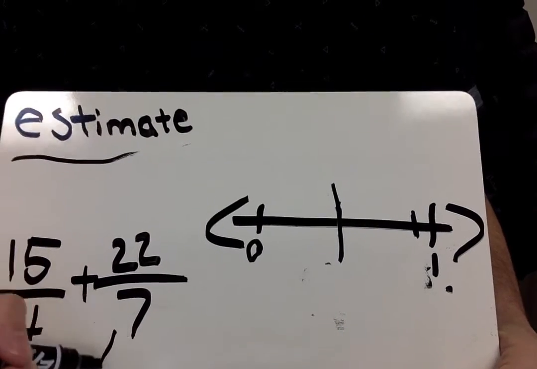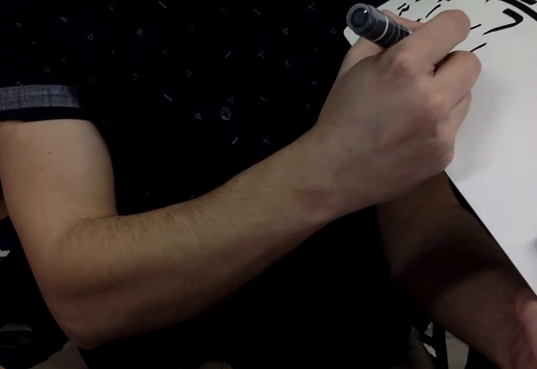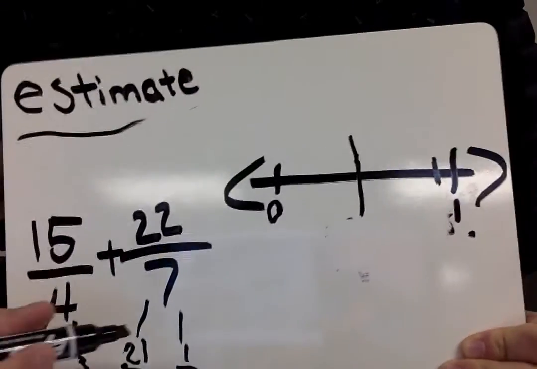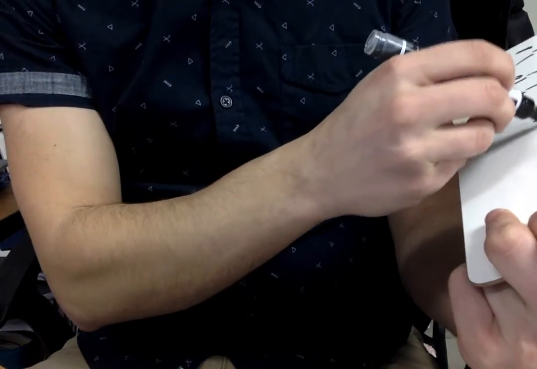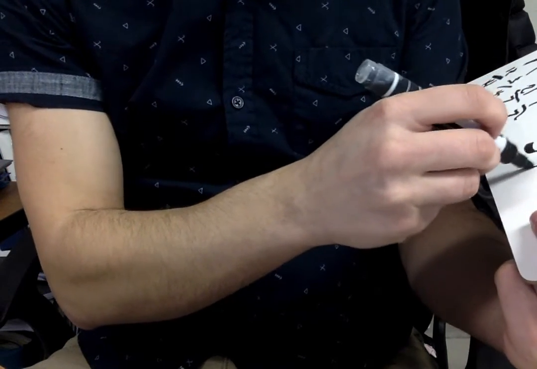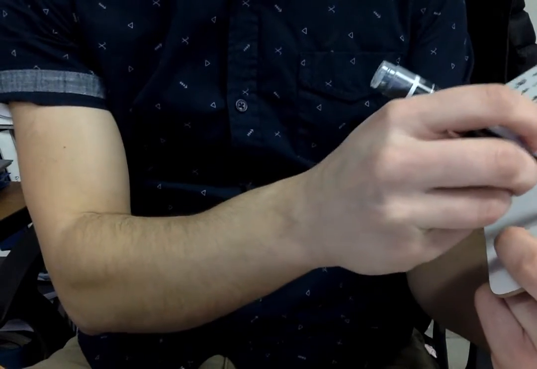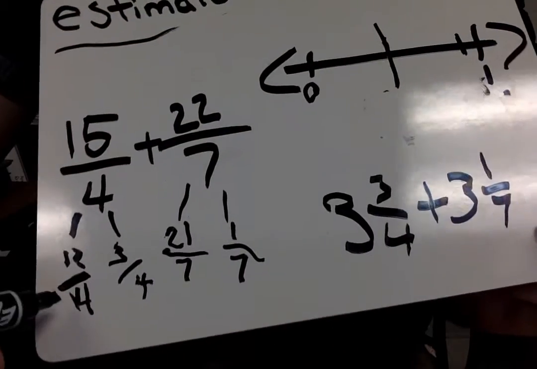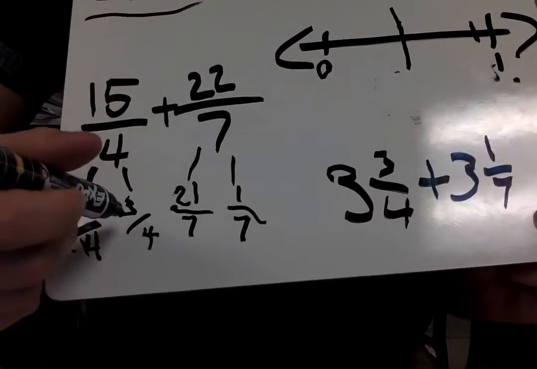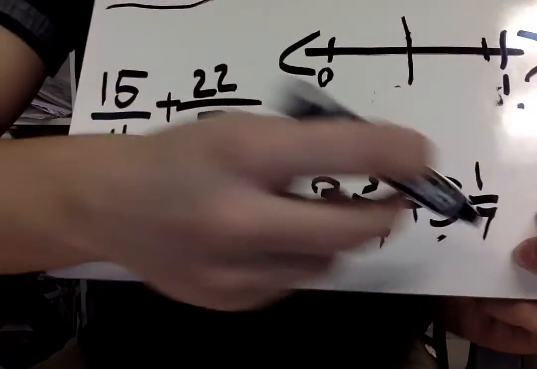And now same here, 22/7. 7, 14, 21. That's the closest I can get to 22. And I have 1 remaining, 1/7 remaining. I have just that one piece. So now I have 3 wholes and 3/4. And I'm subtracting, or I'm adding, 3 wholes and 1/7. And now I can use that number line, right? Because it was 3 wholes and 3/4 because 4 goes into 12 3 times. We have 3/4 remaining. 7 goes into 21 3 times. And I have 1/7 remaining.